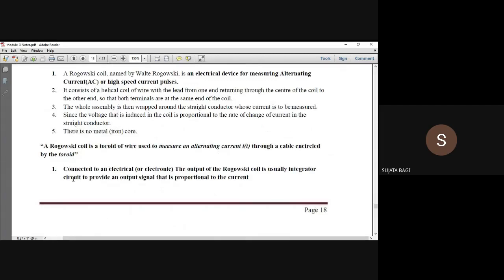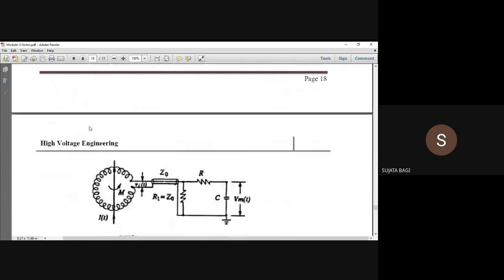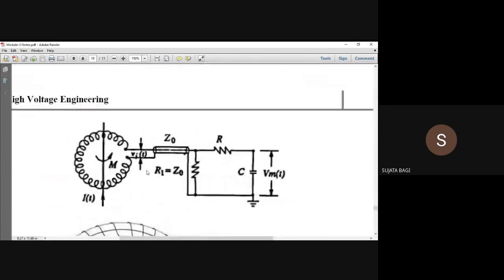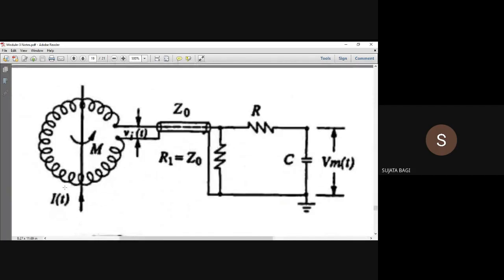This is the main diagram, just have a look. This is the Rogowski coil, a toroidal shape of coil, and the conductor passes through the coil. It is connected to a coaxial cable, that is connected to an integrator circuit, and this is connected to the CRO, the cathode ray oscilloscope. How exactly does it work?